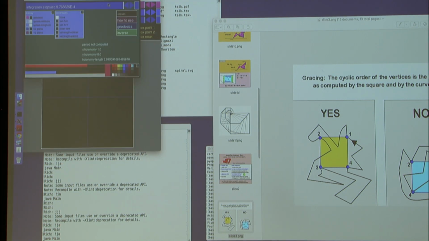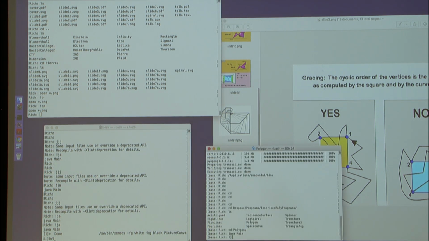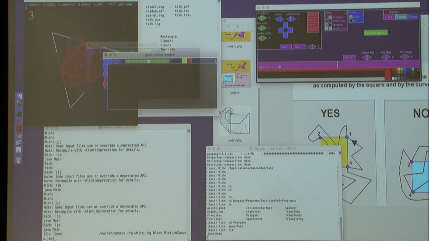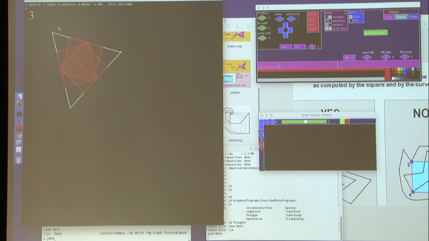OK, so now I'm going to show you. Oops, that's the wrong program. Sorry. OK, so now I'm going to do a computer demo. So there's a triangle, and there are 3 squares. Now there's 1.